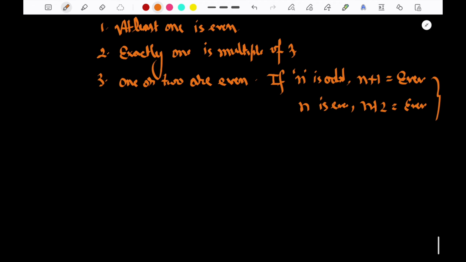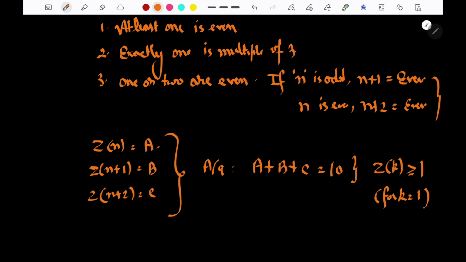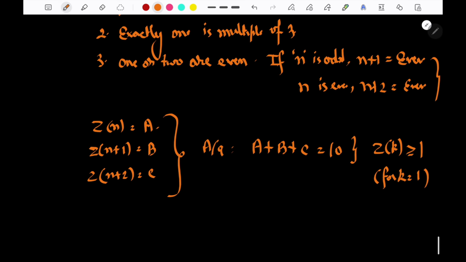Let's say tau of n is equal to a, tau of n plus 1 is equal to b, and tau of n plus 2 is equal to c. According to the question, a plus b plus c is equal to 10. Remember, tau of k is always greater than or equal to 1. For k equal to 1, tau of k is 1, and tau of k is greater than or equal to 2 for k greater than 1.